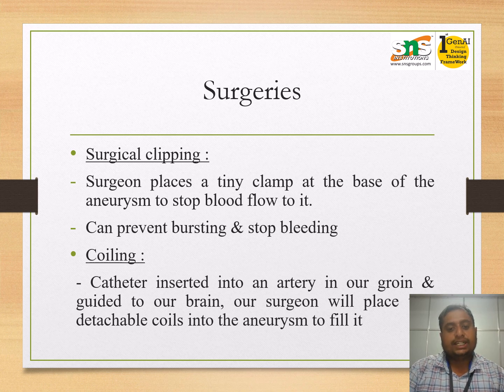We can go for surgical clipping. The surgeon places a tiny clamp at the base of the aneurysm to stop blood flow to it. We can prevent the bursting and stop the bleeding. The coiling method is also there. The catheter is inserted into an artery in the groin, in the thigh region, and guided to the brain. The surgeon places detachable coils into the aneurysm to fill it.